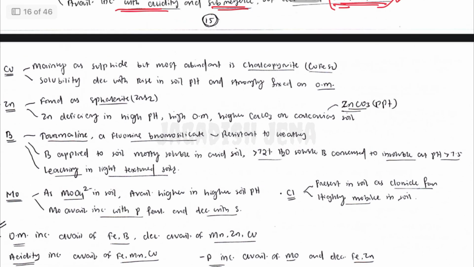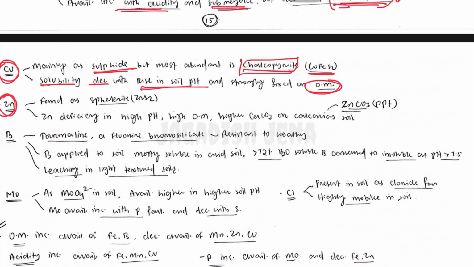Then what about copper? Copper is mainly present in the form of sulfide, but the most abundant is chalcopyrite, that is CuFeS2. Solubility of copper decreases with rise in soil pH, and it is strongly fixed on organic matter. So copper is strongly fixed in organic matter. Manganese is also strongly fixed in organic matter. So when we add organic matter to soil, you can find copper deficient and manganese also deficient. But these are temporary.